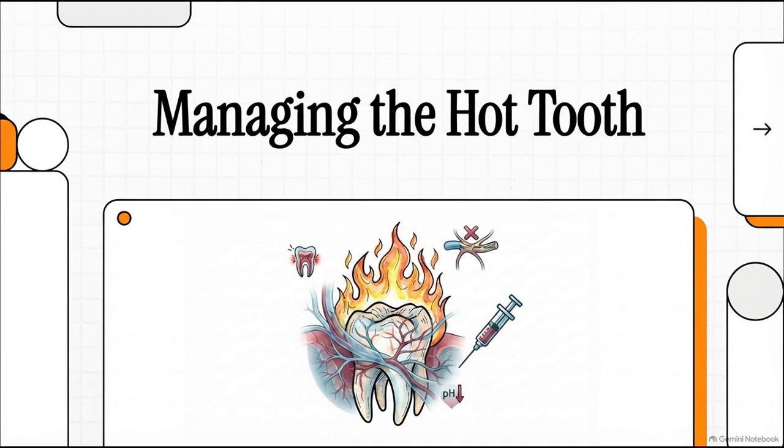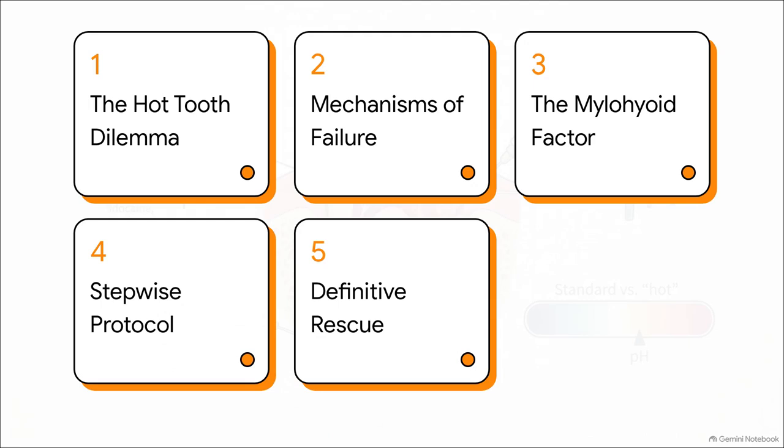Today, we're targeting one of the most stressful scenarios in clinical practice, the super high failure rate of the standard inferior alveolar nerve block, the IANB, when you're dealing with a highly inflamed tooth. We are going to completely demystify exactly why this happens, and more importantly, we're going to arm you with a concrete, evidence-based clinical pathway to overcome it. To get there, here is the game plan for this explainer.